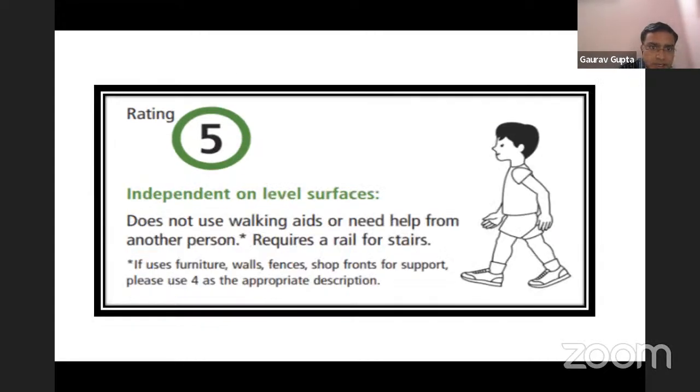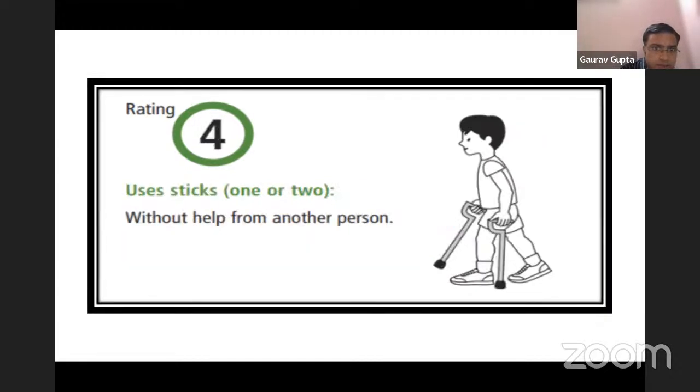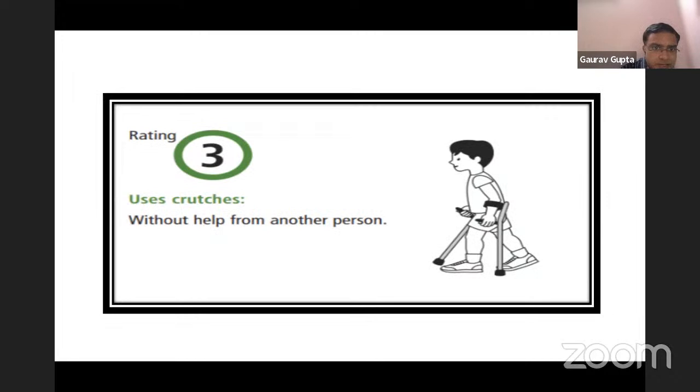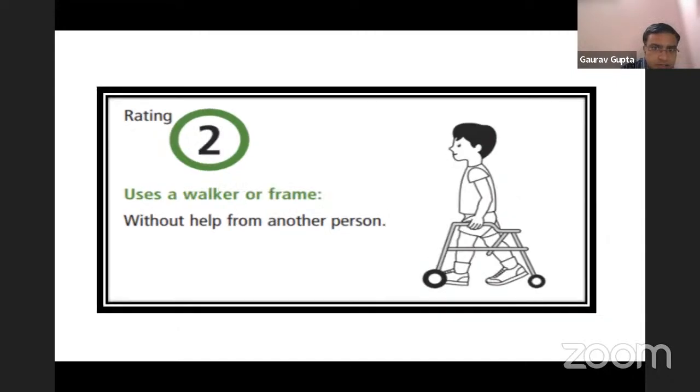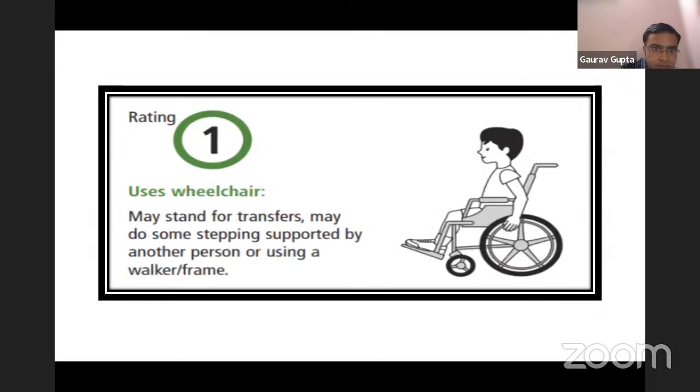Grade 5, where the child is independent on level surfaces. He does not use walking aids or need help from another person, but he may require a rail for stairs. If the child uses furniture, walls, fences, or shop fronts, or some kind of support, then we have to grade him into grade 4. Grade 4 is where the child uses a stick, either one or two sticks, but does not need help from any other person. Grade 3 is when the child uses crutches, with no help from any other person. Grade 2 is where the child uses a walker, but no other physical assistance. And grade 1, where the child uses a wheelchair.